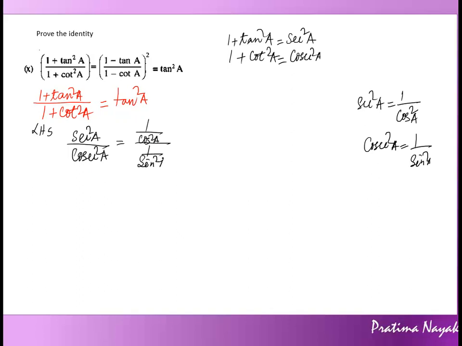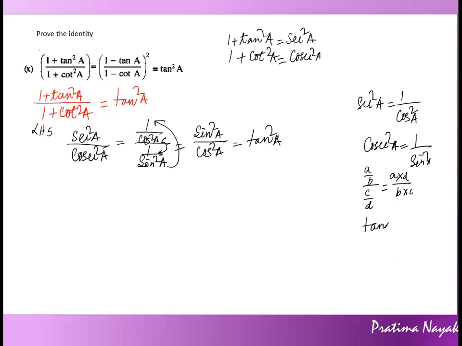Then how to simplify? (A by B) by (C by D) on simplification is A into D by B into C. So sine square will be multiplied with 1 and cos square will be multiplied with 1. So is this tan square A? Yes, because tan A is equal to sin A by cos A, so square both sides. So I'll write tan square A, sin square A by cos square A. So one part is proved.